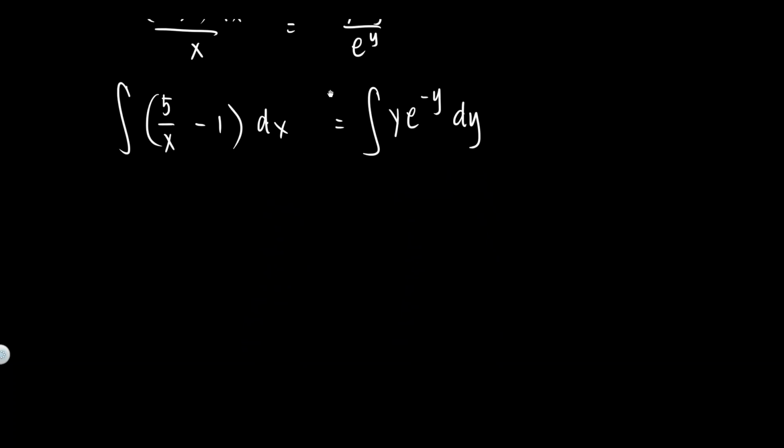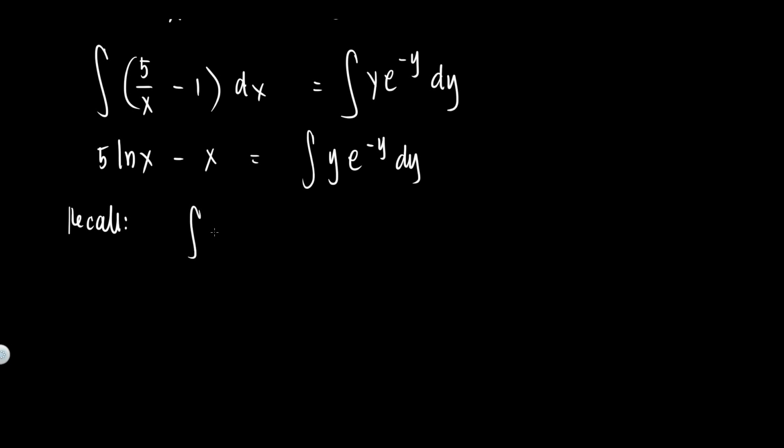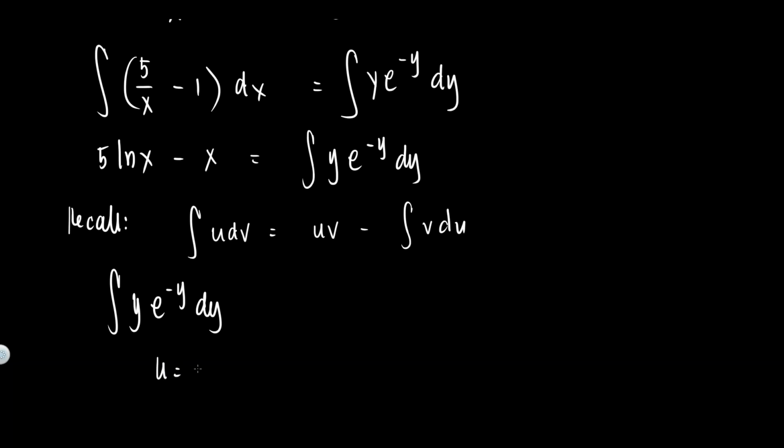So, next is to integrate. So, what is the integral of 5 over x dx? That is 5 times ln of x. Then, integral of dx is x equals the integral of y e raised to minus y dy. Okay. By parts, no? Sige, try natin. So, recall, integration by parts. We have the integral of u dv equals uv minus the integral of v du. Okay. So, dito sa integral of y e raised to minus y dy, yung u dito is y. Okay? dv is equal to e raised to minus y dy.